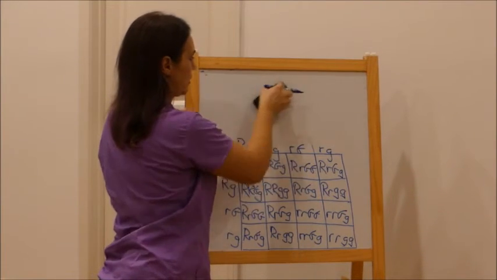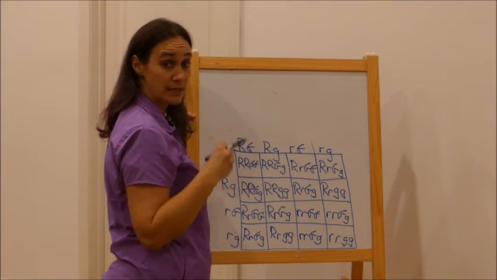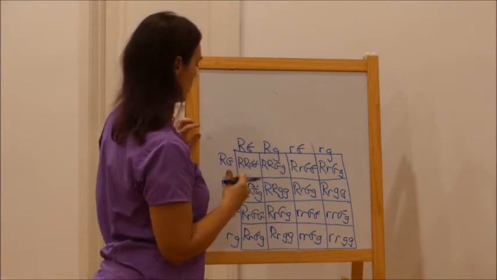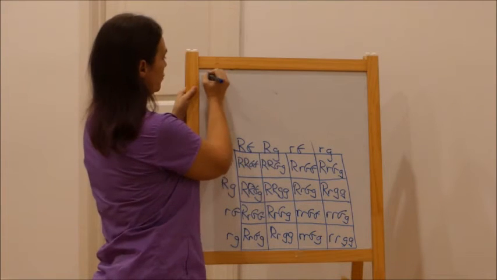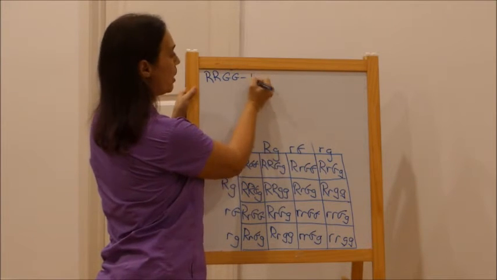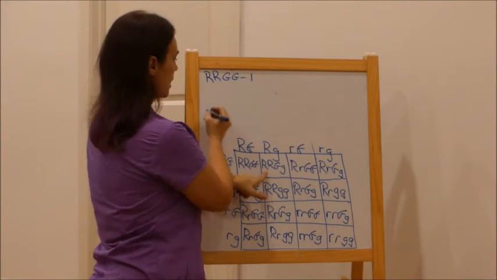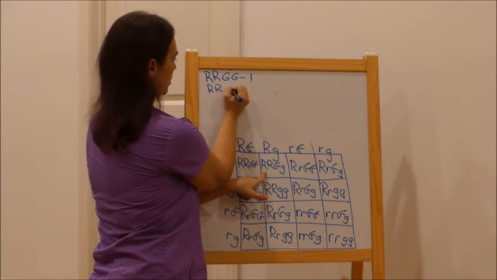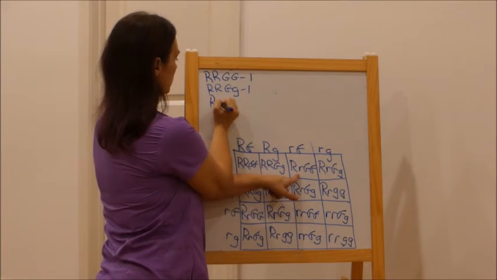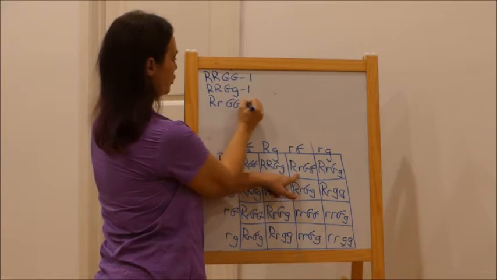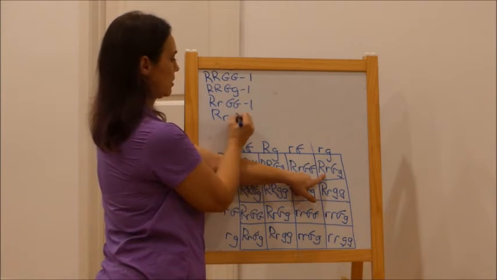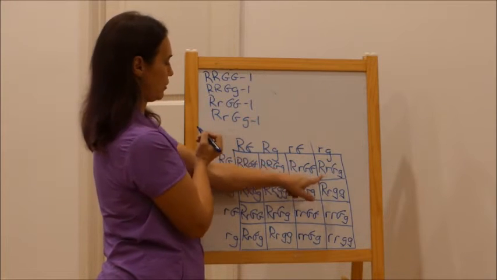All right. So remember, round is dominant for shape and green is dominant for color. So let's look at this. Here's our first phenotype. So we have capital R, capital G, lowercase g. Okay, we have one of those so far. Next up is capital R, capital G, lowercase g. We have one of these so far. Capital R, lowercase r, capital G, we have one of these so far. Capital R, lowercase r, capital G, lowercase g. We have one of these so far.